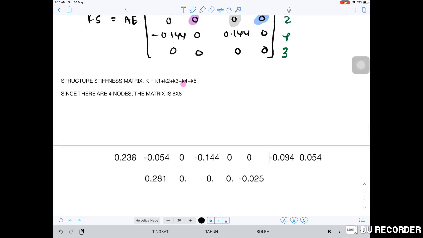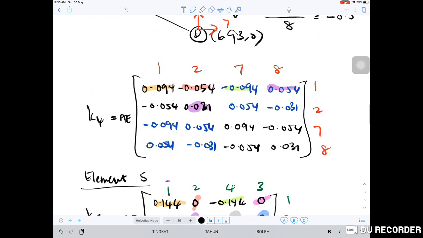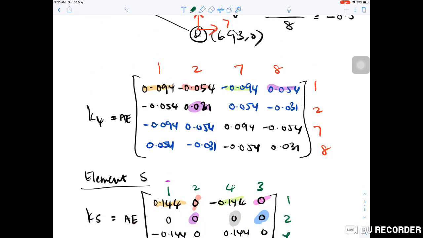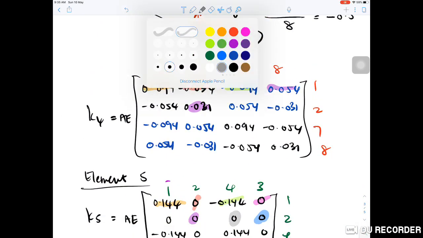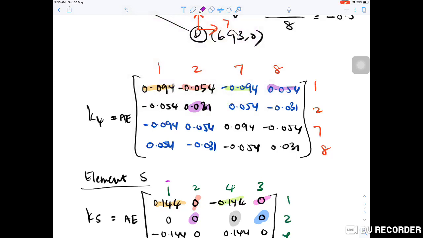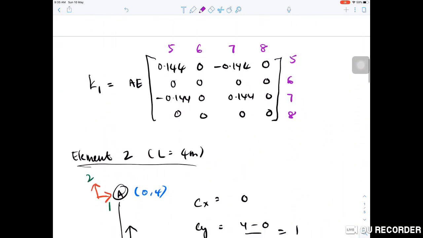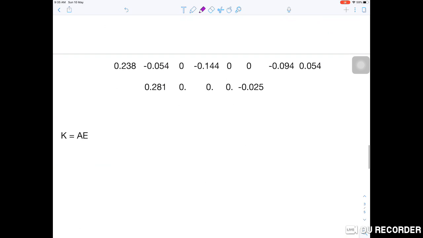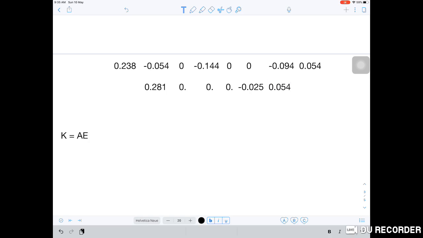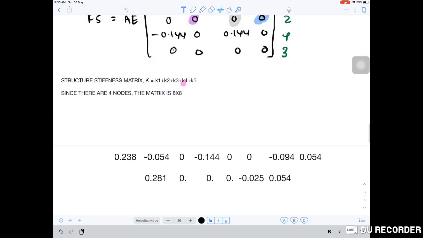Now 2 7. No 2 7, here is 2 7. It is 0.054.